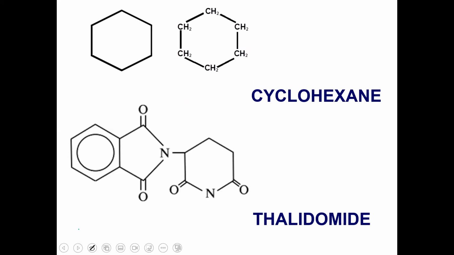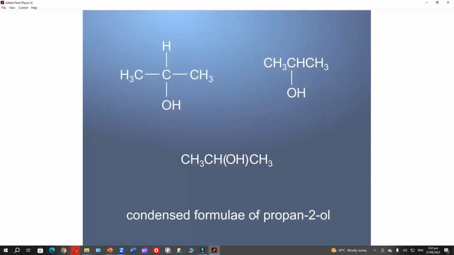This is called a ring compound, cyclohexane. Cyclohexane is a compound which comes in our paper also. It is a ring compound. These are rings. Okay. We can write at least 4 condensed formulae.